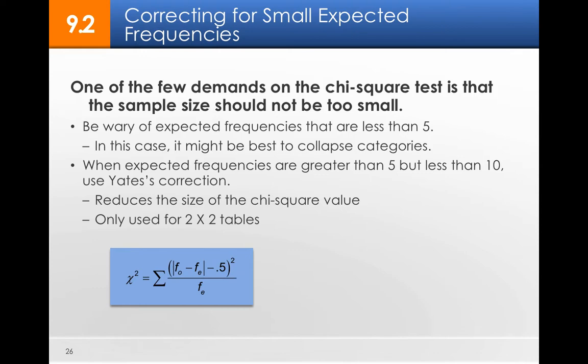When the expected frequencies are greater than 5 but less than 10, we also want to use what's called Yates correction. We only use this for 2x2 tables. That means chi-square is going to be the sum of the absolute value of observed frequency minus expected frequency, minus 0.5, squared.